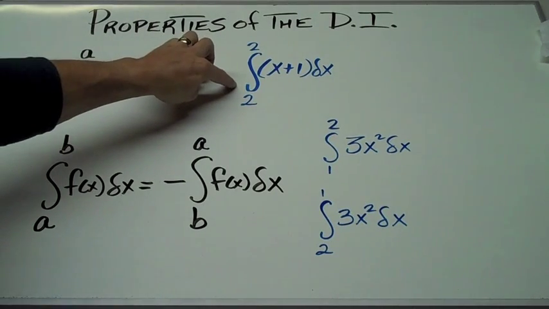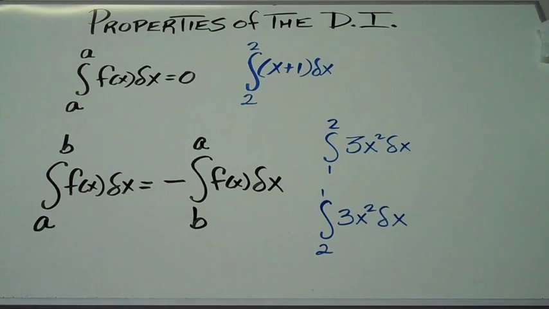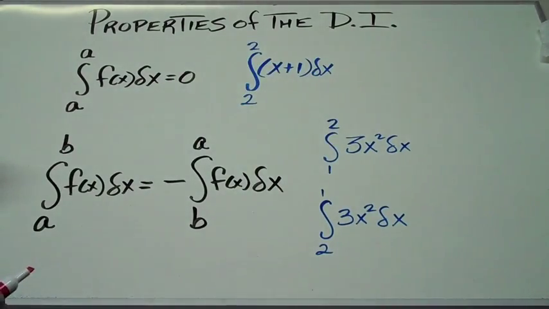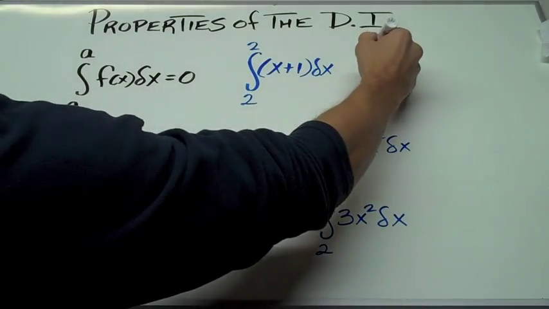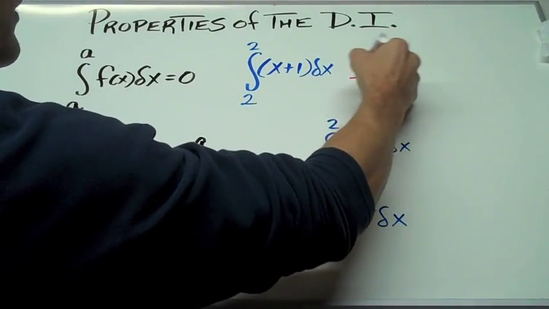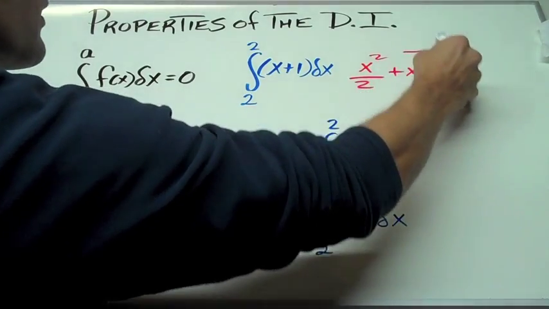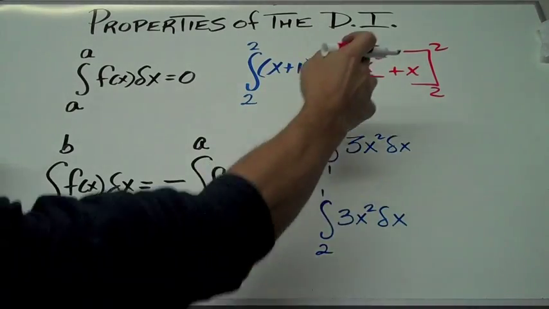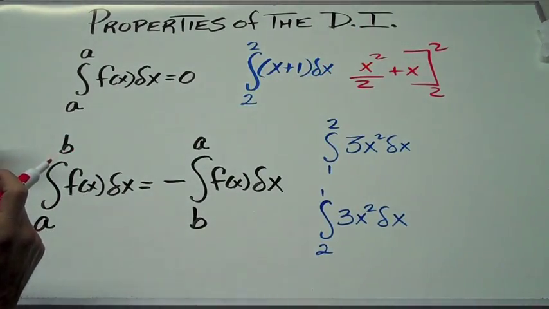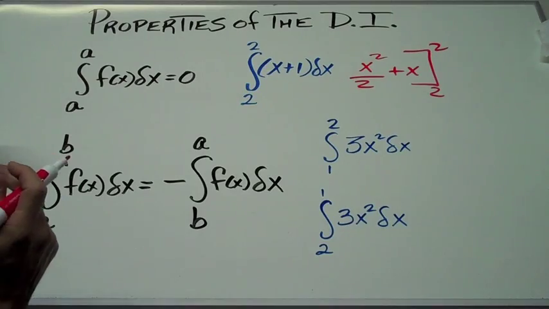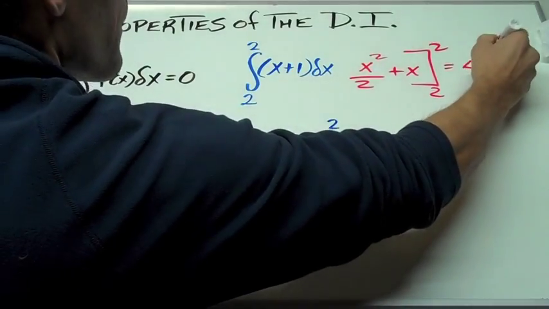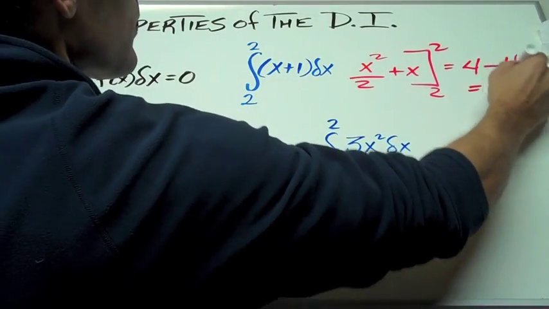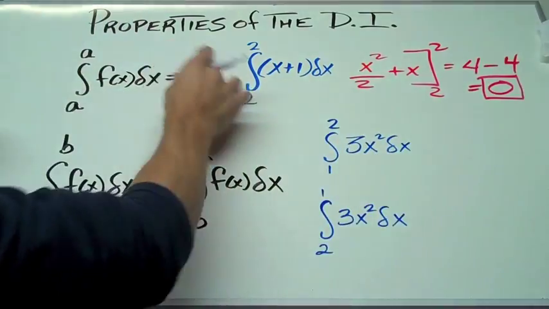We can prove it by taking an easy example here. What's the definite integral of this? Well, it will be, we have to find the indefinite integral here, which would be x squared divided by 2 plus x from 2 to 2. Well, that means we're going to have to plug in 2. When I plug in 2, I get 2 squared is 4 divided by 2 is 2 plus 2 is 4. So I get 4 minus, when I plug in a 2 again, I get 4, which is equal to 0. So we see that, yes, this rule does hold.